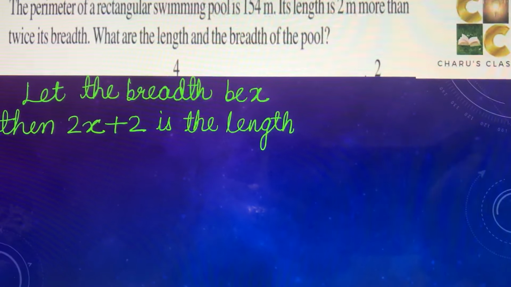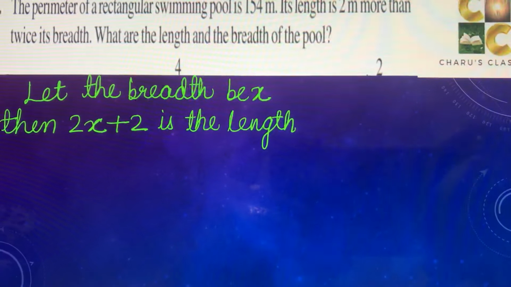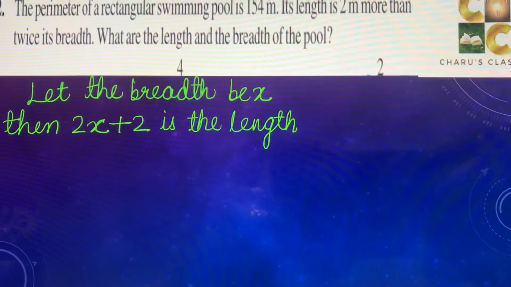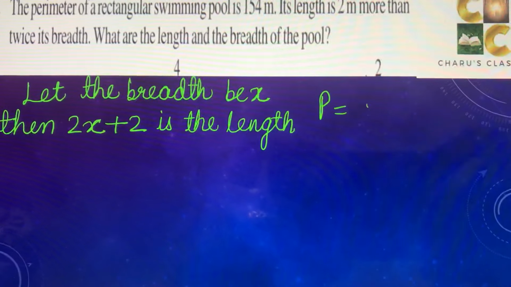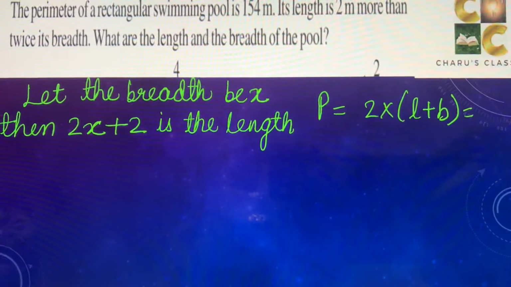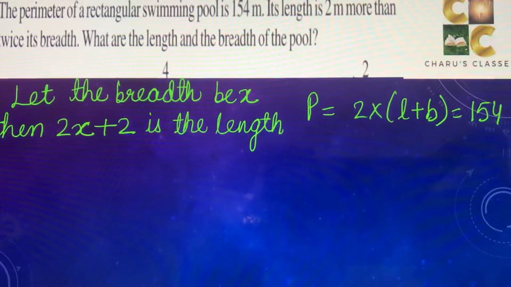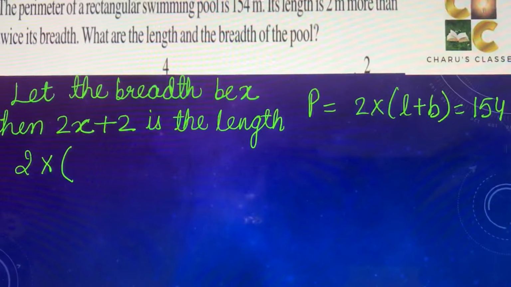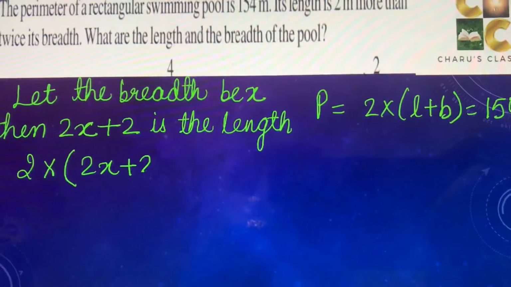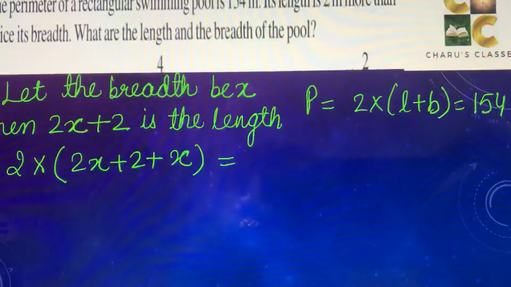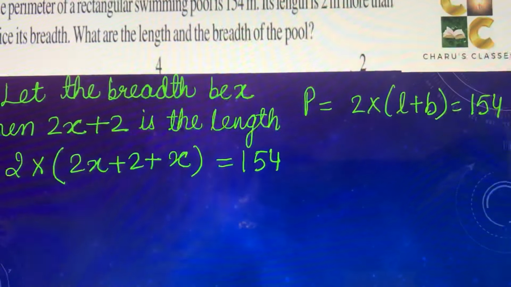Now we know the length and breadth. We know that the perimeter of a rectangle is 2 into (L plus B). So P is equal to 2 into (L plus B), and it is given that the perimeter is 154 meters. So we can say 2 into (the length is 2x plus 2, plus the breadth is x) is equal to 154.